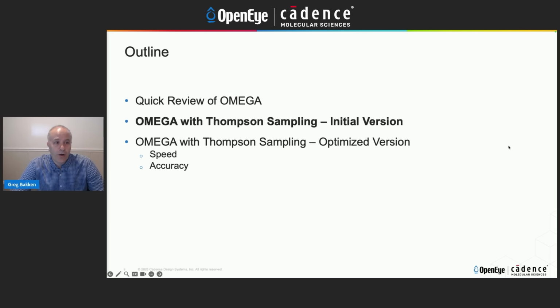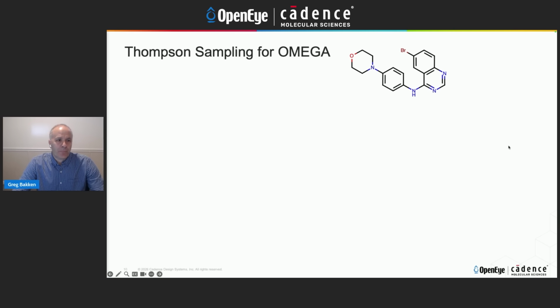So that's just a quick overview of Omega, as I said. And now I want to talk a little bit about an initial version of Thompson sampling that we've implemented. So Thompson sampling is fairly well known. It's been used in several areas of drug discovery. So I'm not going to spend a great deal of time talking about Thompson sampling in general, but I do want to talk about where we're using it in Omega.